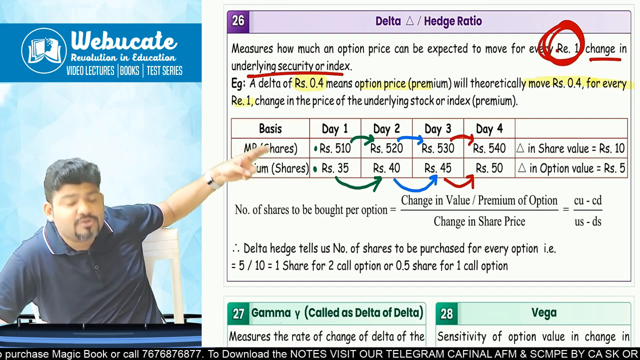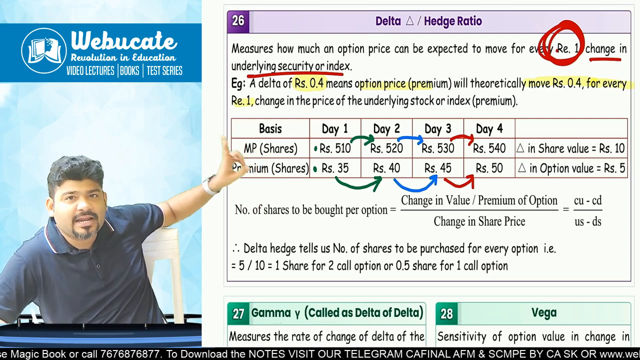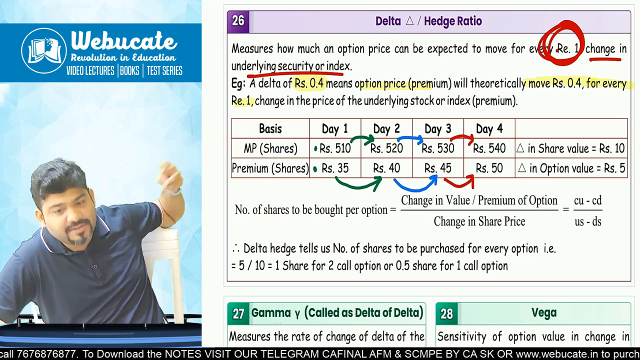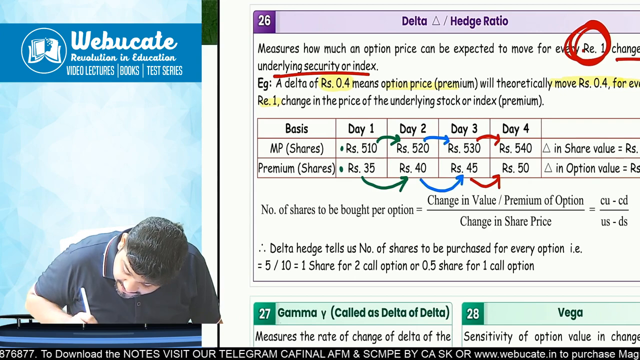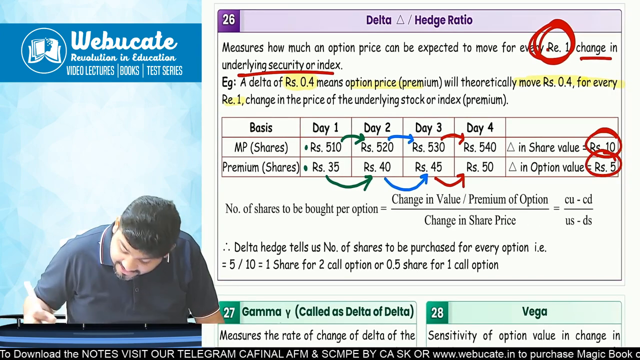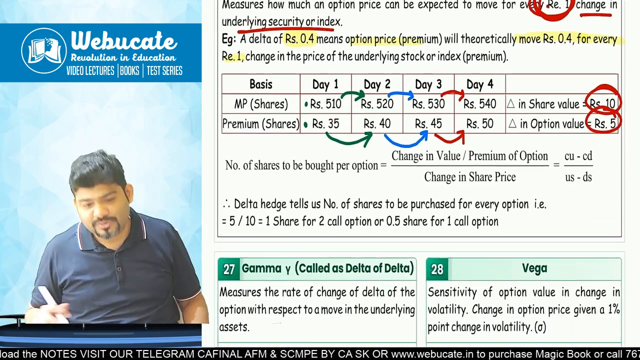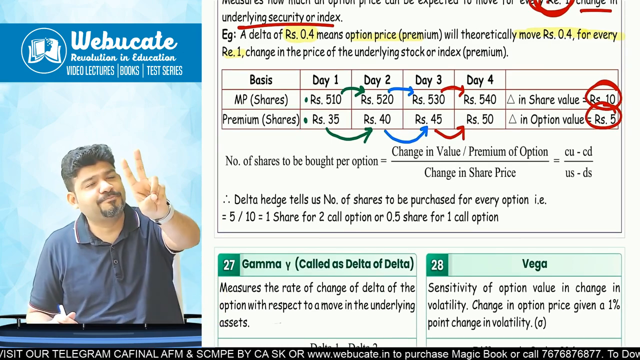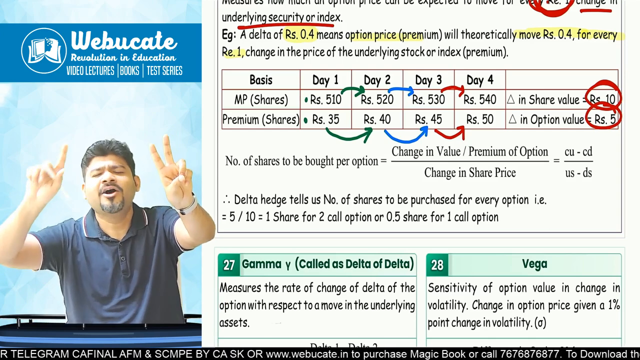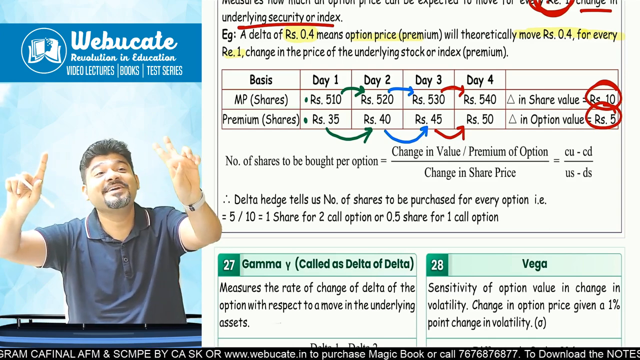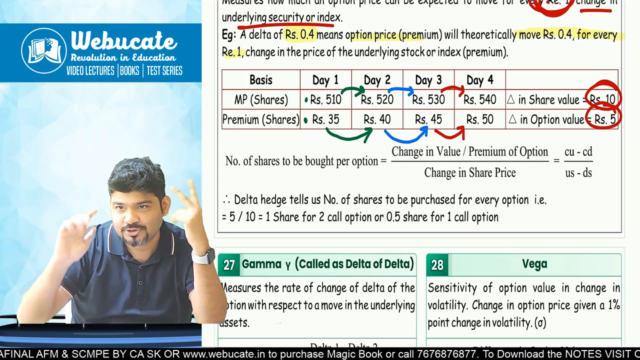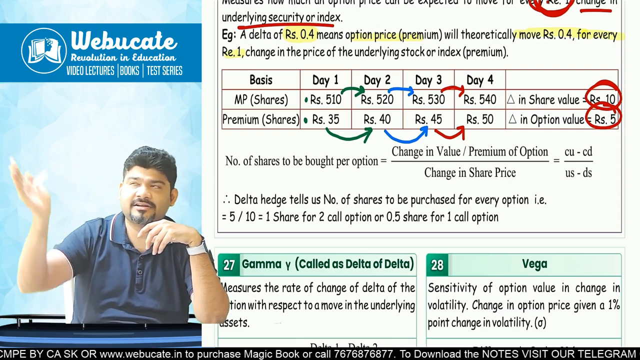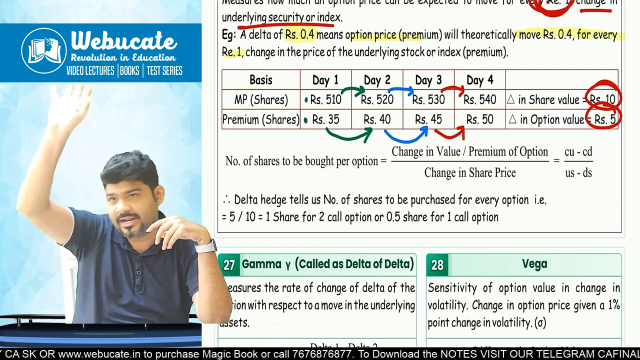On a 10 rupee increase in the market price of shares, 5 rupees is the increase in premium. So change in share value is 10, change in option value is 5. So this tells us that for every 2 options we can buy 1 share, or for every 1 share we can buy 2 call options. So now if suppose you buy 1 share, and the market goes from 510, share goes up to 520. So 10 rupees profit you are making.